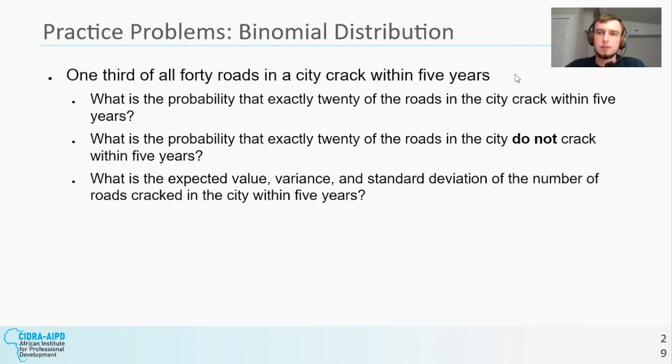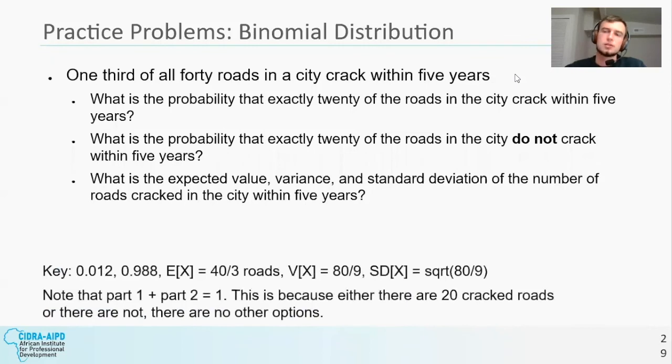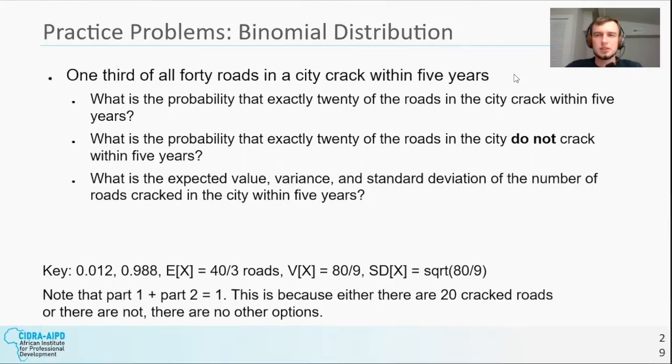All right, I'm going to show the solution now. I would recommend trying to solve these problems before looking at the solution, because it's going to spoil it for yourself, and you learn by doing. The main thing I want to highlight here is that the probability that 20 of the roads crack and the probability that 20 of the roads do not crack add up to 1. That makes sense. If you want to find the probability that something doesn't happen, it's just 1 minus the probability that it does happen, for binary things where it's either one or the other. That's the easy way to solve for things, and it's a trick that is very easy to ask questions about.